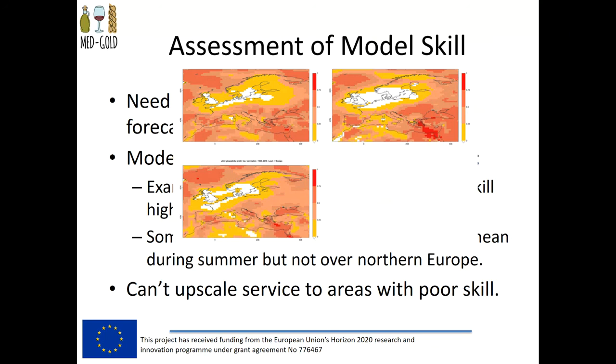So for example, for vines, we know we have lots of wine growing in Portugal, so the service would work there, but there are few vine growers in the UK. And if we wanted to upscale this to other areas, this service couldn't be provided for the UK because the models just don't have any skill there. So that's something else to think about when upscaling: is it physically possible to upscale to certain other areas? That's why this skill assessment is really important.